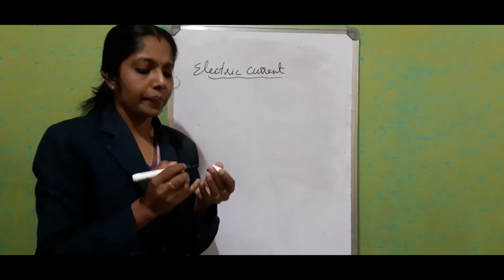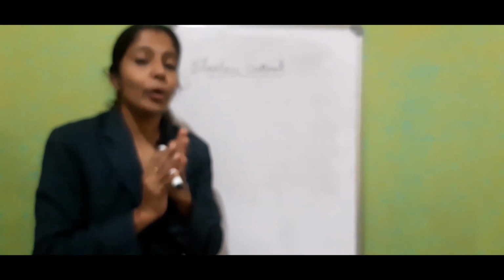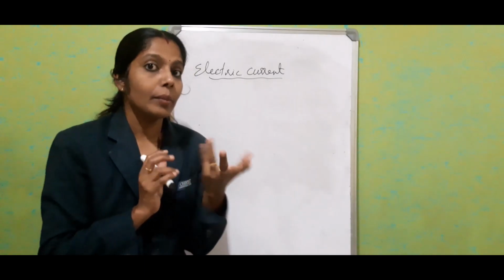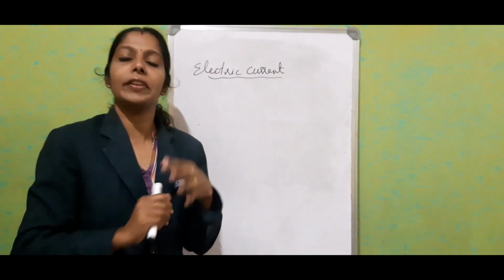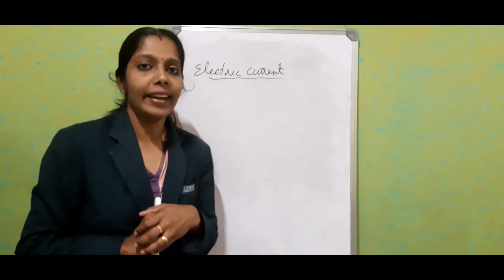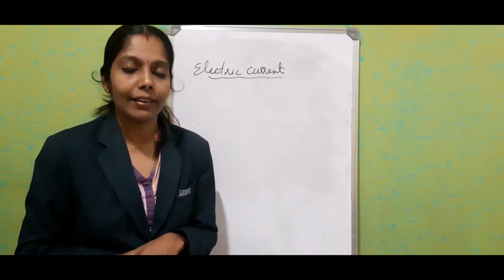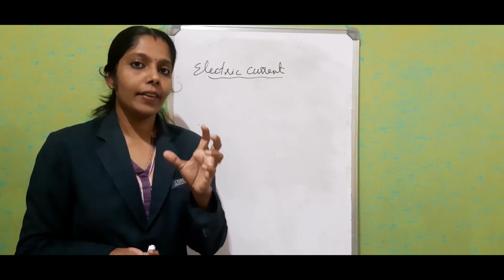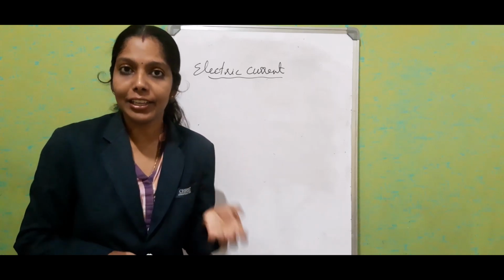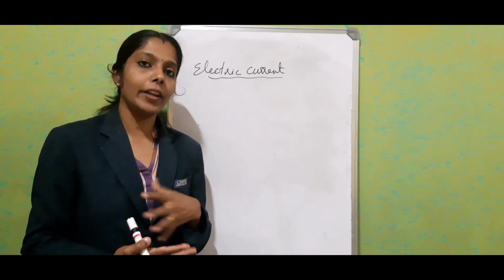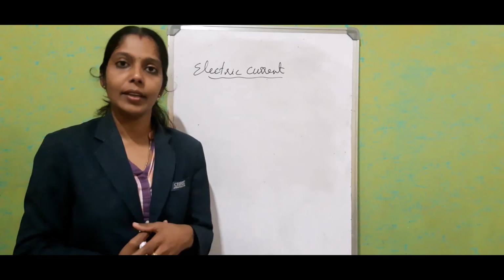Electric current. We know that when we rub two bodies together, the bodies will get charged, positively charged and negatively charged. The body which gains the electrons is known as the negatively charged body, and the body which loses the electrons is known as the positively charged body.